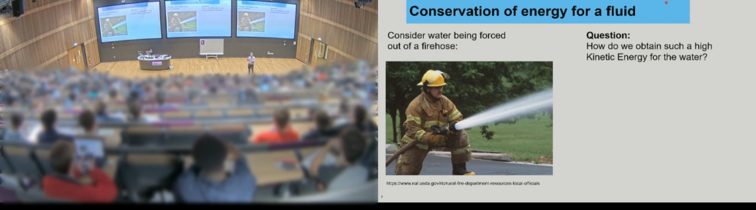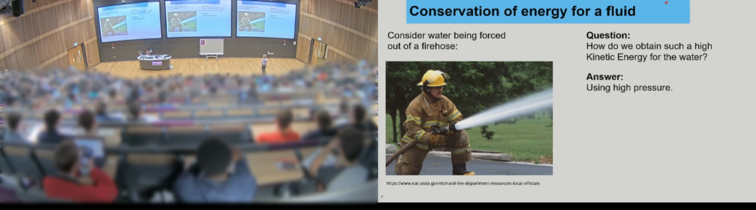So, question number 1. How do we obtain such high velocity and a high kinetic energy for the fluid? Well, you probably realize from playing with bath water or some kind of water toy when you're a kid, it's using high pressure. We put the water under high pressure and boom, out it comes out of the hose.